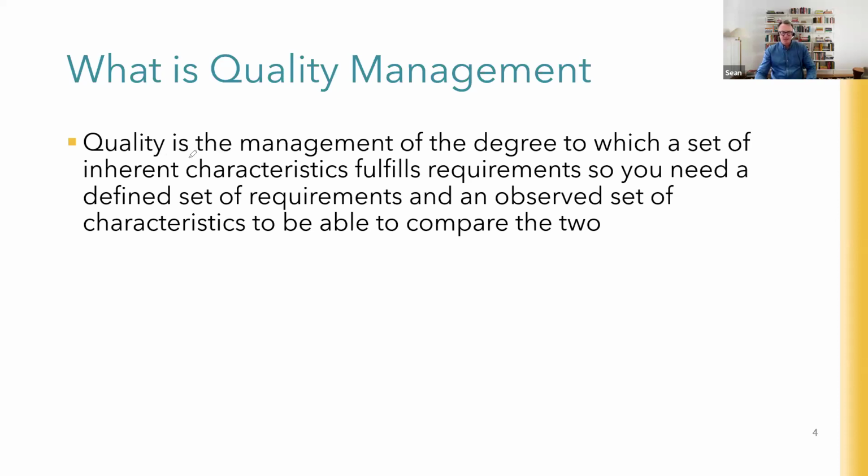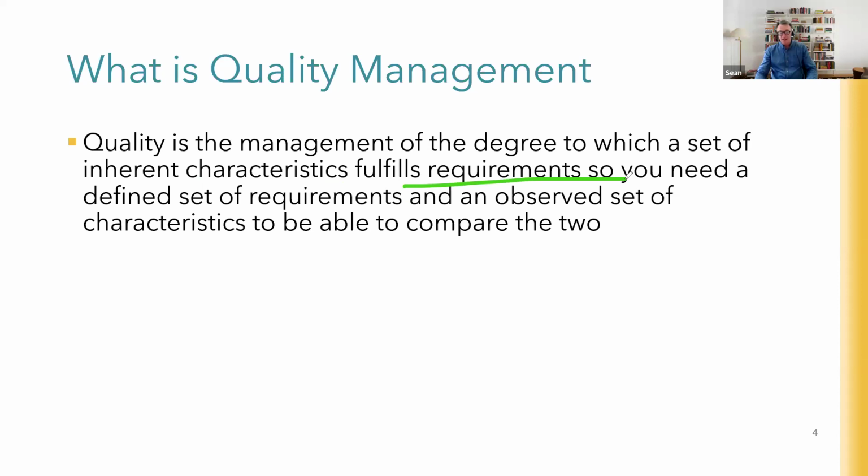There's a couple of important words here. Quality is the management of the degree to which a set of inherent characteristics fulfills requirements. So there's two things here, and if they're equal, that's quality. The observable characteristics that you're able to observe and measure, do they match the requirements that you set? If they do, then that is a definition of quality.